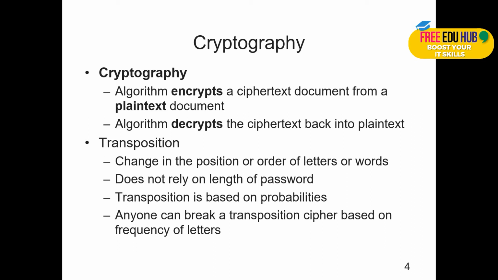Now, the algorithm decrypts the ciphertext back into the plain text. It means that the moment your text is released from the computer and travels on the network, it's encrypted. It reaches the destination, then it's decrypted again. Transposition changes the position or order of letters or words. It means that it would substitute one word with another one depending on what kind of encryption or what kind of algorithm they are talking about. We'll cover it later in the chapter.